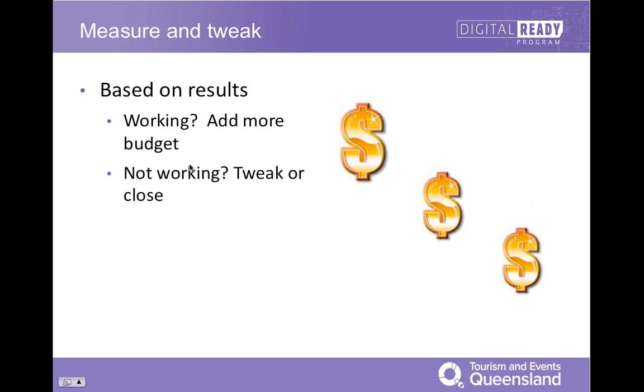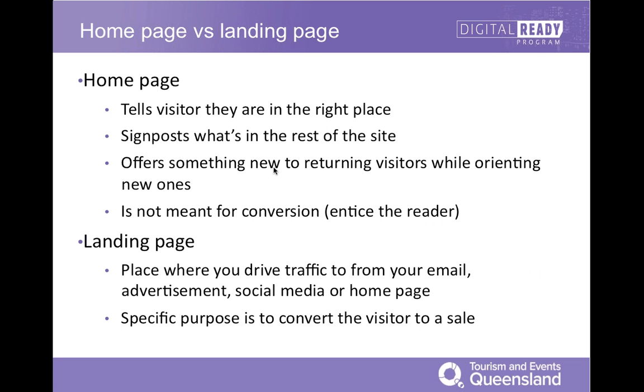If it is working, perhaps add more budget to the things that are working and take budget off the things that are not. If it's not working, if it's not driving traffic, if people are not seeing it or not buying things, try and work out why. Tweak your ad wording, change your keywords. If it's really not working, close it off and stop spending money on it. Really very powerful tools to help you be more effective with your marketing spend.